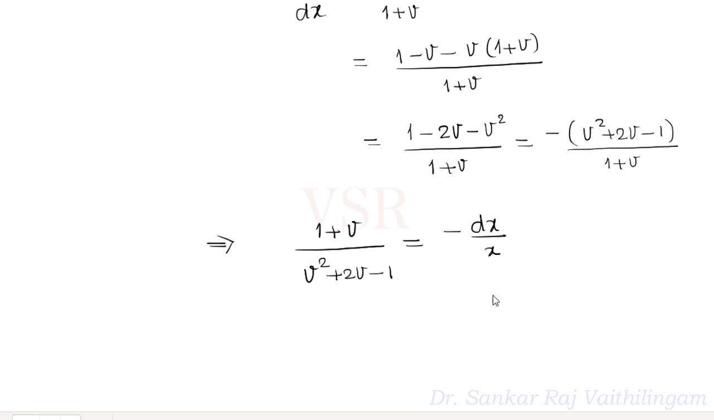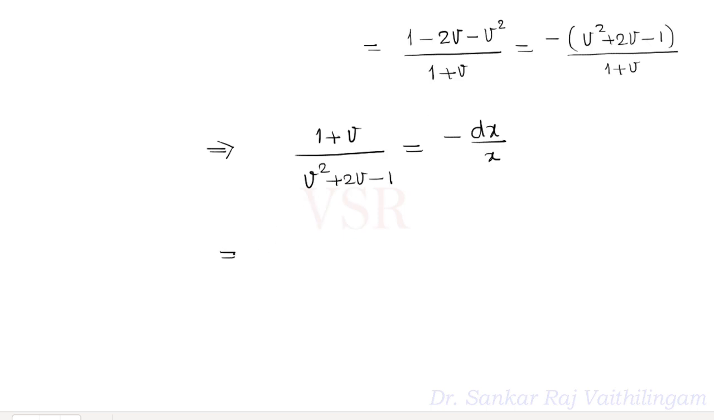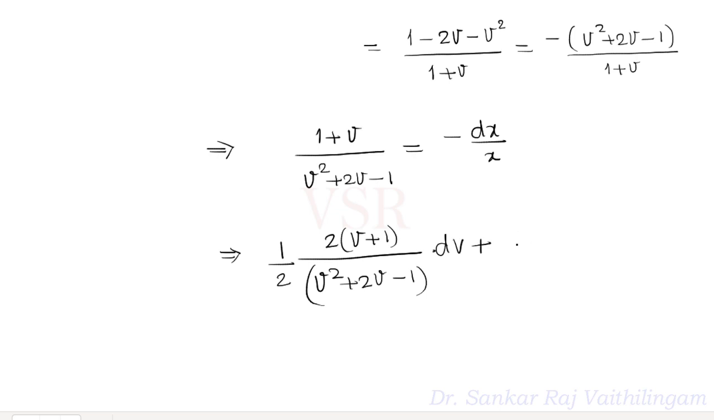Okay, what can we do with this? See, if I differentiate this, I get 2v plus 2. But here a 2 is missing. So what I do is write 2 into v plus 1 divided by v square plus 2v minus 1, into 1 by 2. So these two will get cancelled, into dv. I can write this plus dx divided by x. Okay, so we'll have dx divided by x which is equal to 0.